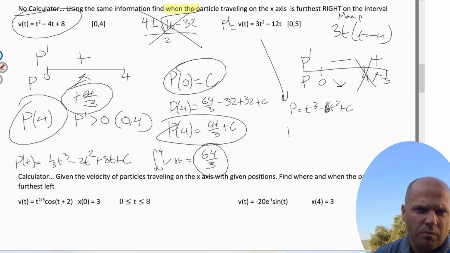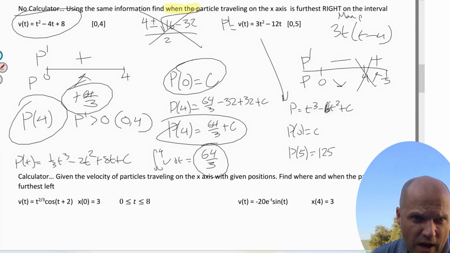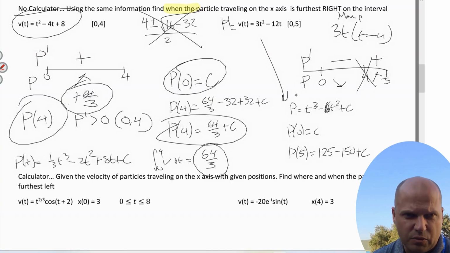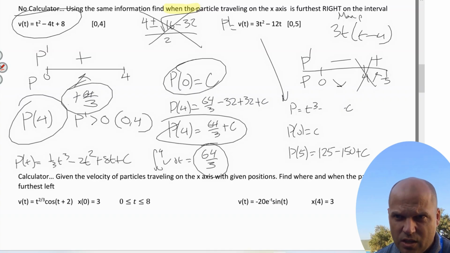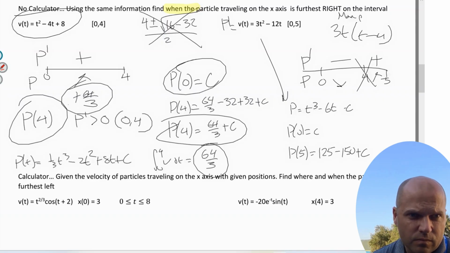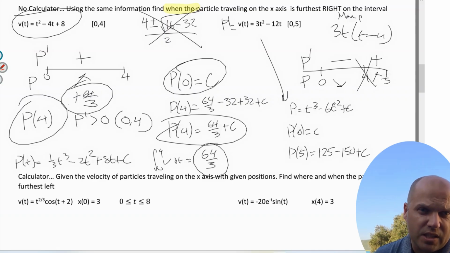My bad. My position at 0 is somewhere. My position at 5 is 125 minus 6 times 150 plus c. That's gross. I'm sorry for this. 6t squared. My position at time 0 is c. My position at time 5 is 125 minus 150 plus c. It's minus 25 plus c.